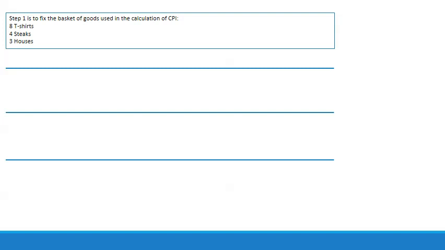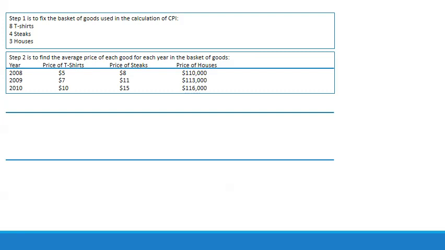Just as an example, if we fix a basket of 8 t-shirts, 4 steaks, and 3 houses, we establish the price of those 3 goods for 3 years. You'll see 2008, 2009, 2010. This is essentially what the government, with the Bureau of Labor Statistics, is doing when they start looking at all of this stuff. So they just break this down. You can see these numbers here.